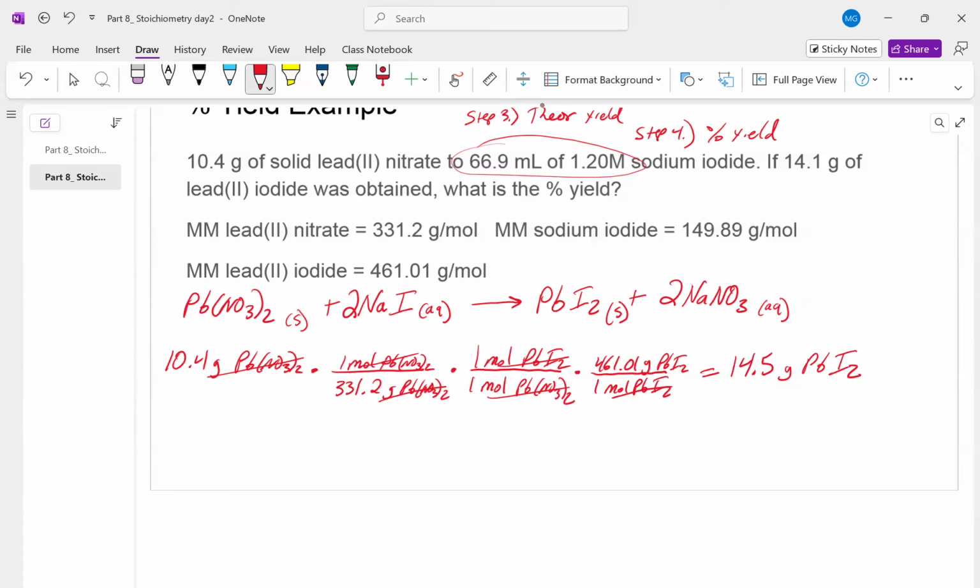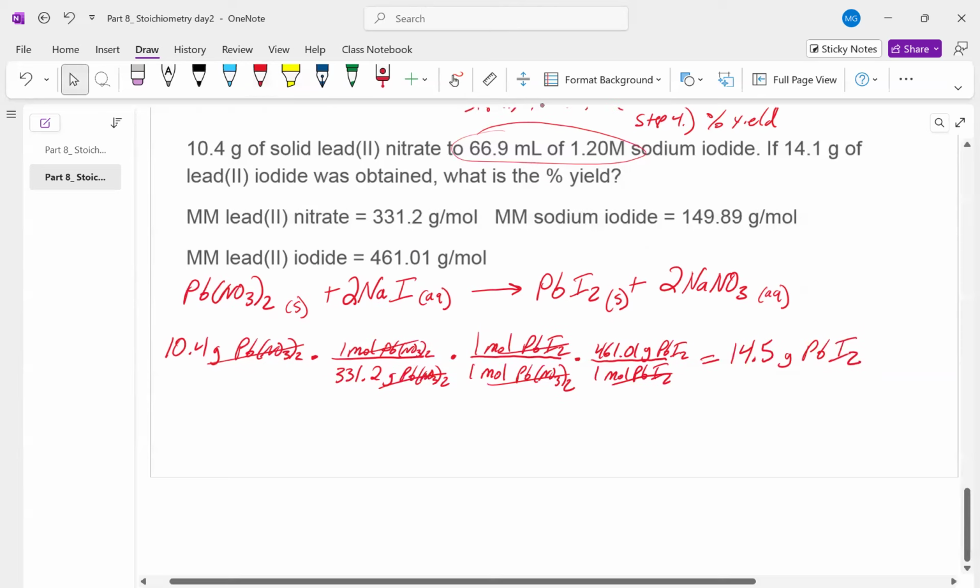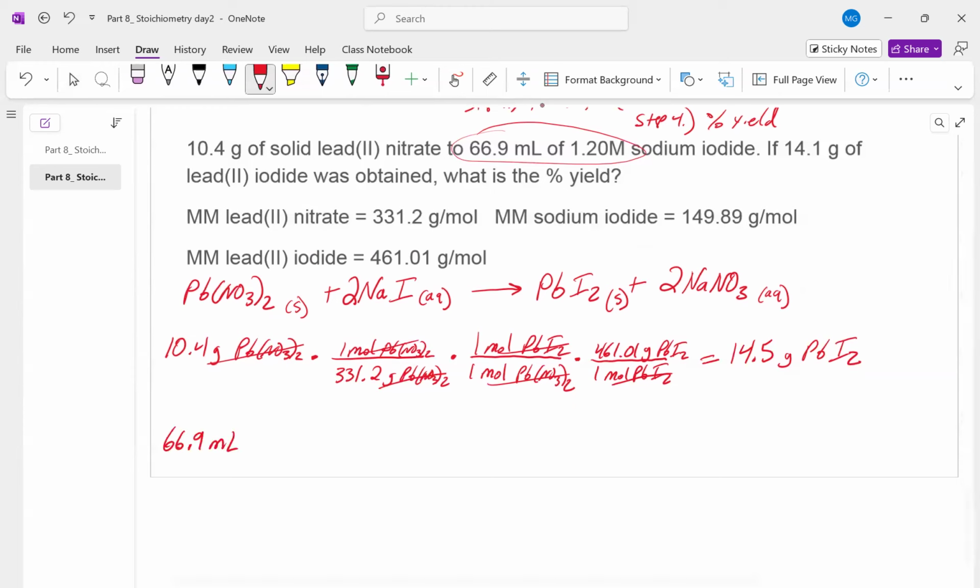The other reactant, though, is given as a solution. We're given a molarity and a volume. So let's start with that to get to moles. I'm going to deal with these milliliters because molarity is in units of moles per liter. The volume there is liter. So let's convert this to liters first. So 66.9 milliliters of the solution, 1,000 milliliters makes 1 liter of the solution. So that gets me to liters.